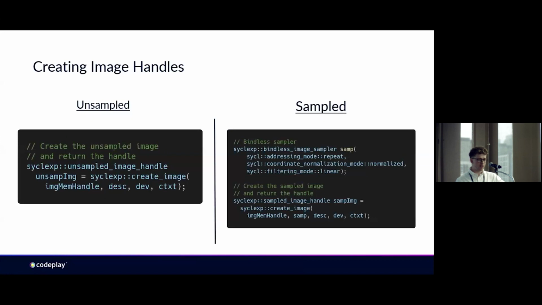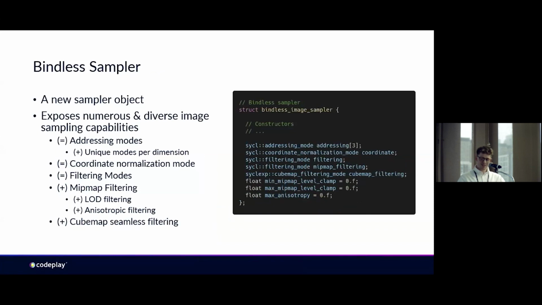And then creating the handles is very simple. Just pass in your memory handle and the descriptor to the create image function, and that's it. But obviously with the sampled image, you must also pass in the sampler. And now the sampler, we've created a new sampler object. And we wanted to do this so that we could add a whole new set of capabilities. You'll see I've put the list of the sampling capabilities that we have. An equals means that it was already previously there in the original SYCL sampler object, while a plus is the new things we've been adding.